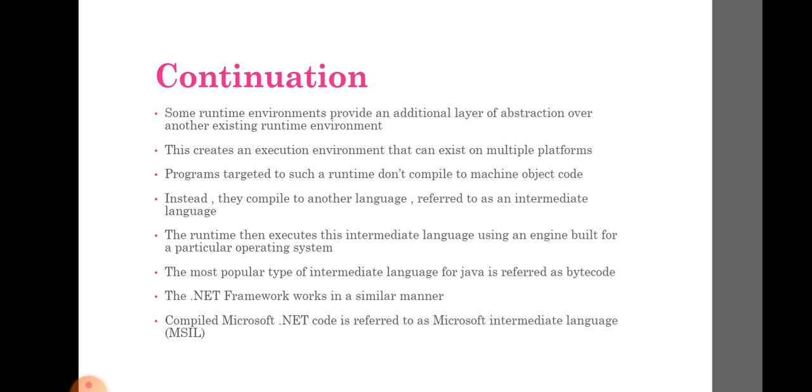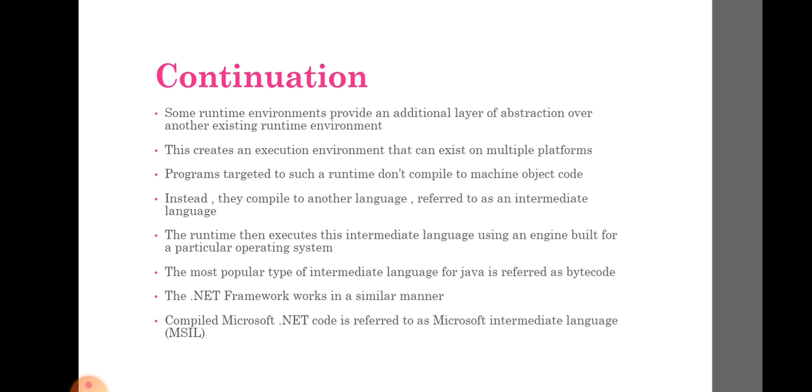Then the runtime will execute this intermediate programming language with the help of an engine which is built for a particular operating system. Each and every operating system consists of an engine which helps to execute the intermediate language. Got it? The Windows operating system has a certain engine to execute this intermediate language. The Apple operating system may consist of a separate engine to execute this intermediate language.